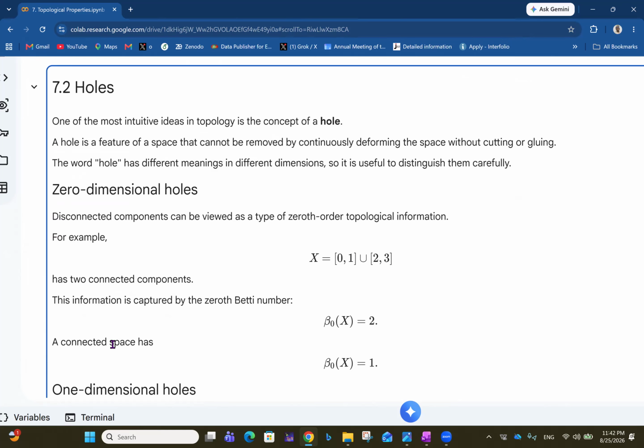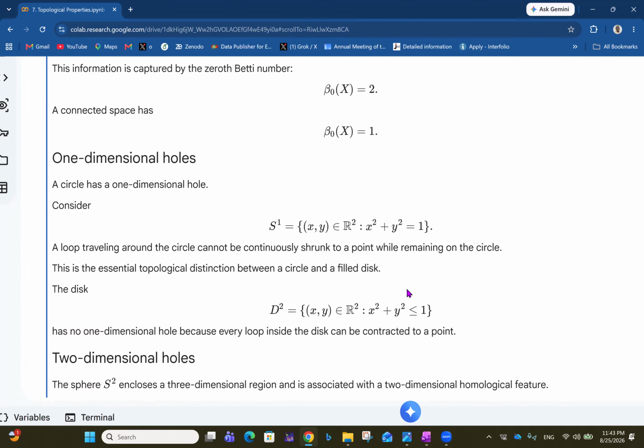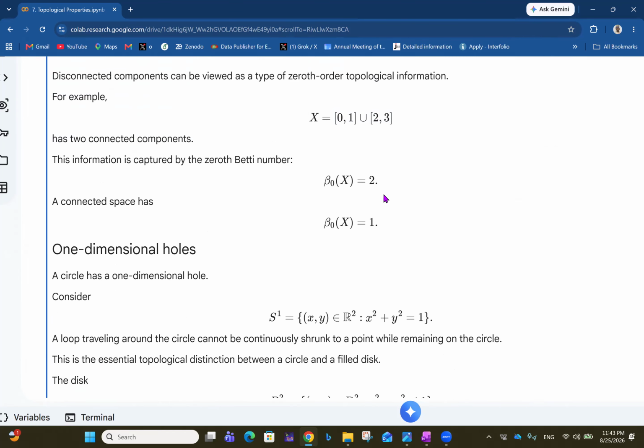Then a connected space has beta naught of X equal to 1. So for a connected space, the Betti number beta naught of X is 1, but in this case, beta naught is 2 because you have beta naught for two different connected spaces coming together in a union. Then we have one-dimensional holes.